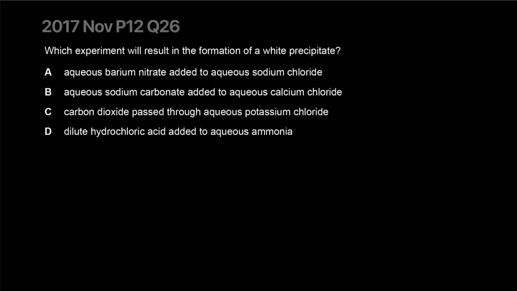Let's move on. Which experiment will result in the formation of white precipitate? Aqueous barium nitrate added to aqueous sodium chloride. This will not do anything too much. It's actually barium that is used for testing for the sulfate ion, and when this forms, it's insoluble and forms a white precipitate. But that's what barium's used for.